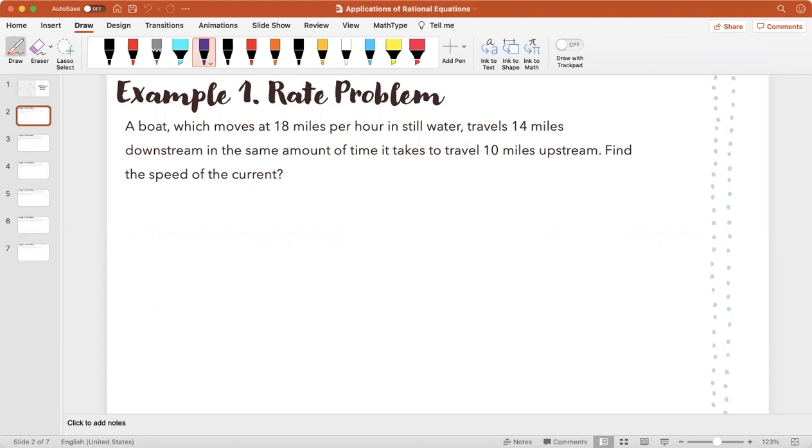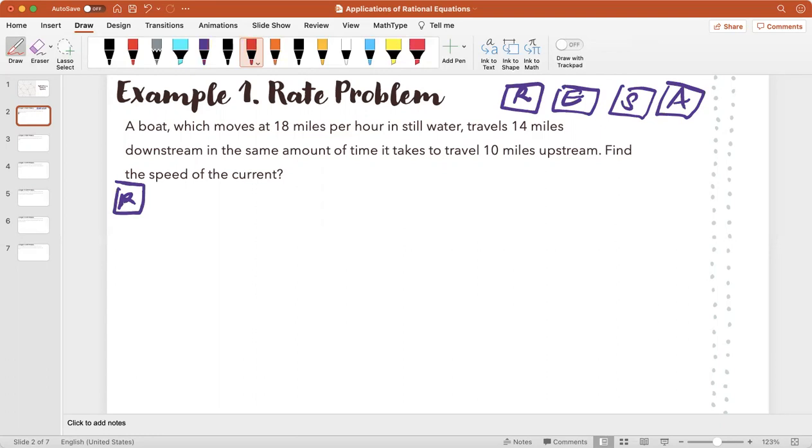But I use this acronym RESA. And so what does RESA stand for? R is for representation, E is for equation, S is for the solution, and A for your answer. So let's go to the first step here, which is R. We represent, okay, so let X be the speed of the current. That's what we are looking for, the speed of the current. So let that be X.